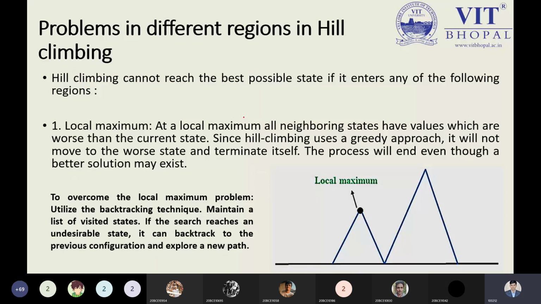We can apply the backtracking approach. Suppose you have reached some point, and you realize, oh, I'm in the wrong position. So what will you do? Again, you go back. This backtracking will take much of your time. So backtracking is a solution, but the reason it is a problem is that again you have to go back.